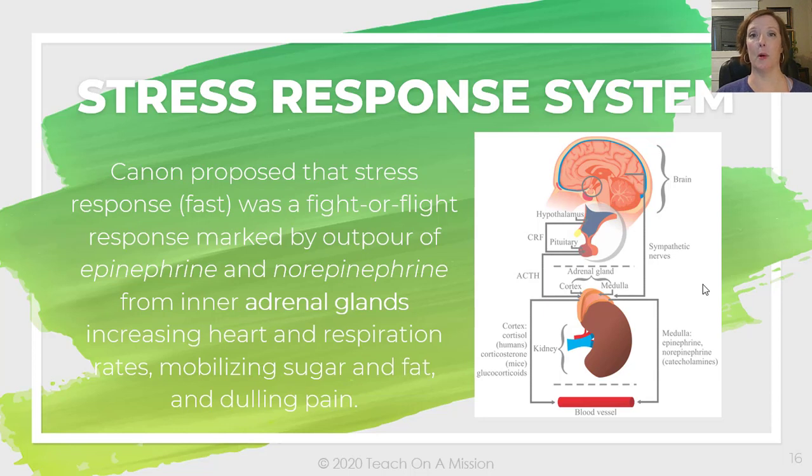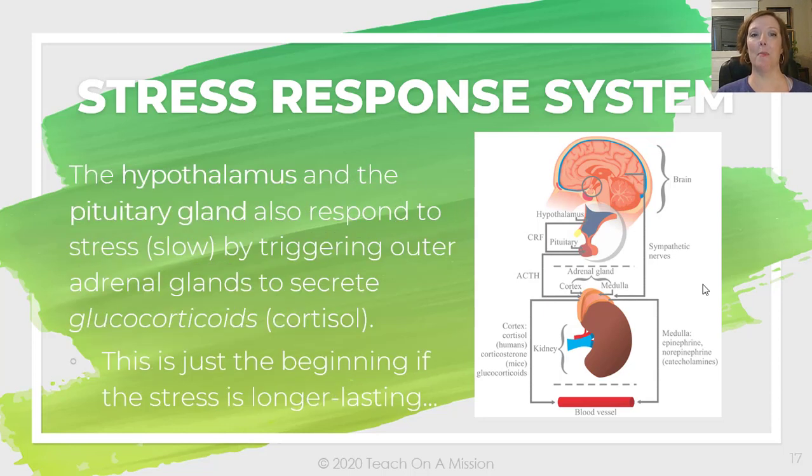You may want to pause the video here so you can take a look at the illustration of these physiological responses. So adding into that, the hypothalamus and the pituitary gland also respond to stress, but this is a more slow adaptation response, and it triggers the outer adrenal glands to secrete glucocorticoids, which is cortisol. And this is just the beginning if the stress is longer lasting. The longer you have cortisol in your system, the higher your arousal rate is going to be on an ongoing basis. And that can lead to some problems.